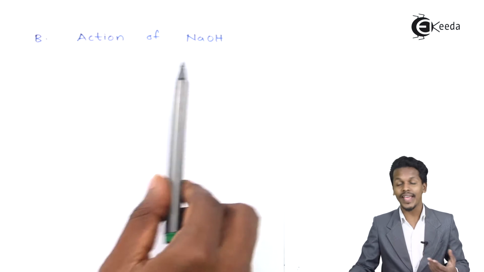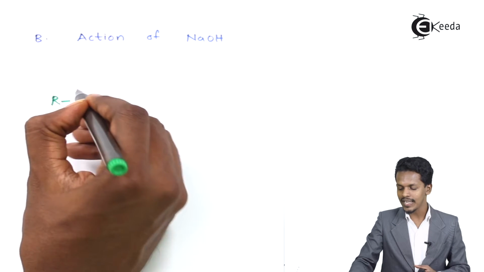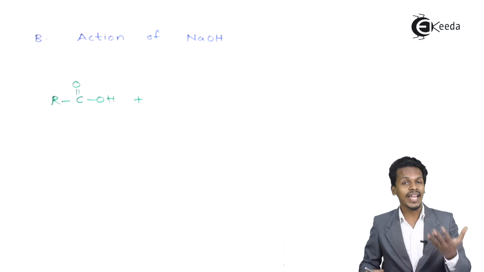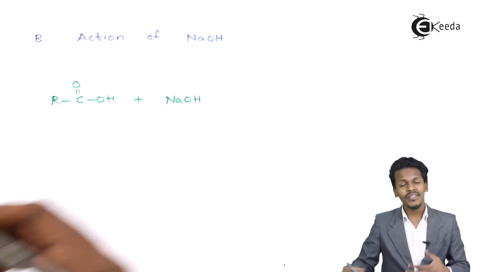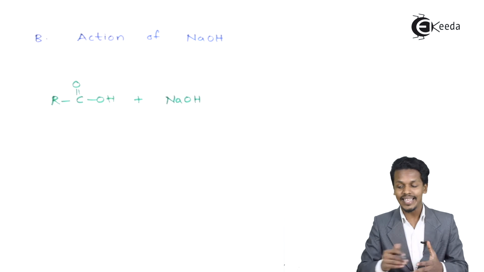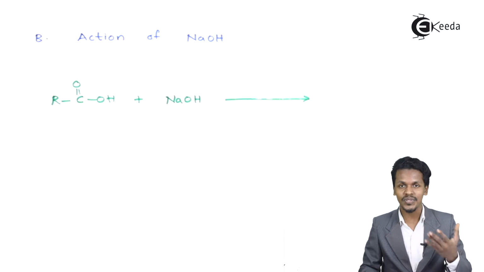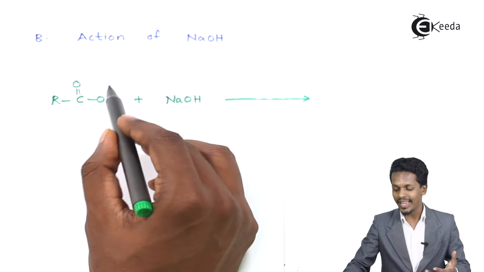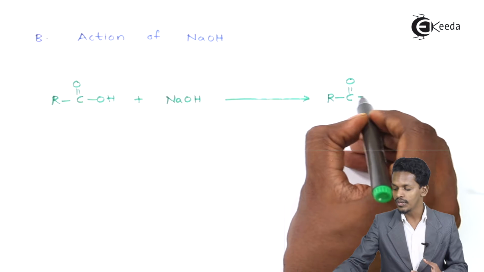The next one is the action of NaOH on carboxylic acid. It is a very simple process. Suppose we have the carboxylic acid, RCOOH, and we react it with NaOH. We understand that this is a carboxylic acid while this is a base, so the reaction is known as neutralization, and that is how we produce a water molecule as well as a salt. This H is replaced by Na, the sodium atom, and that is the reason we get RCOONa.